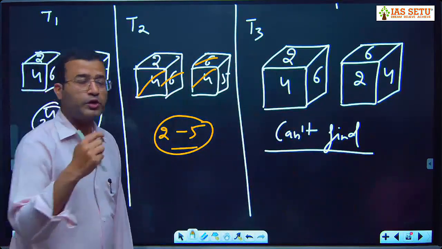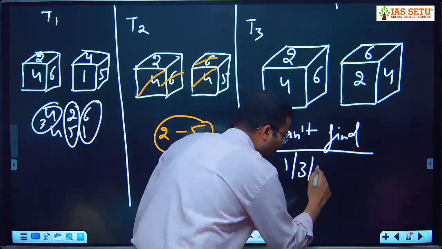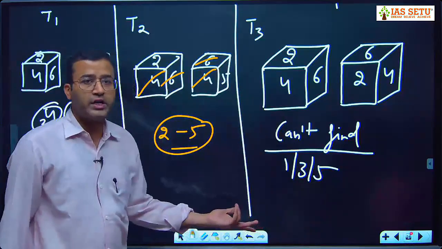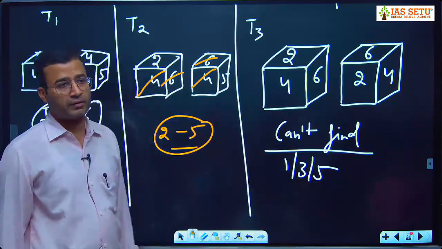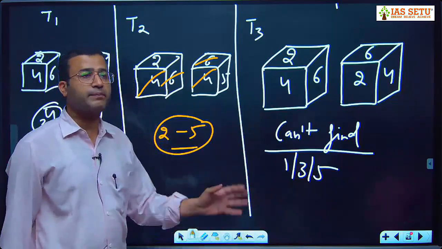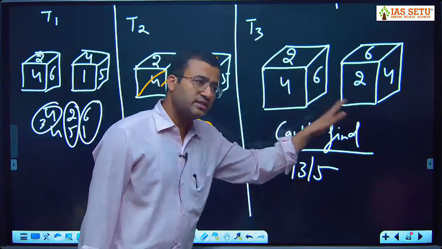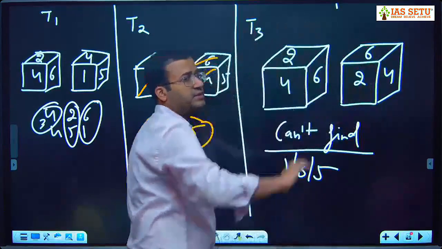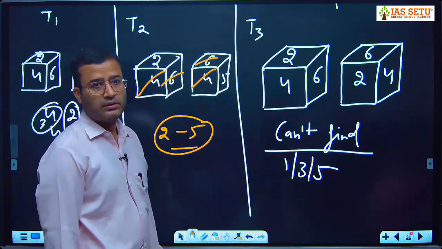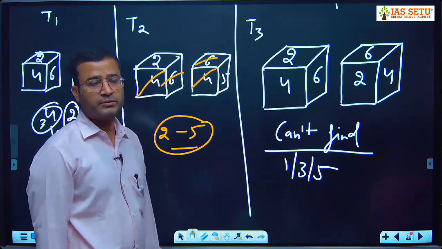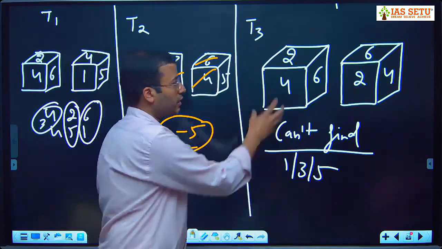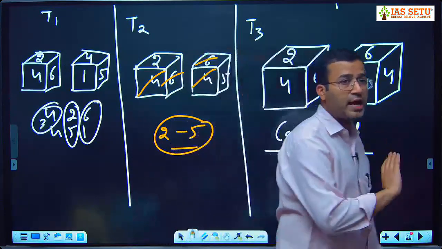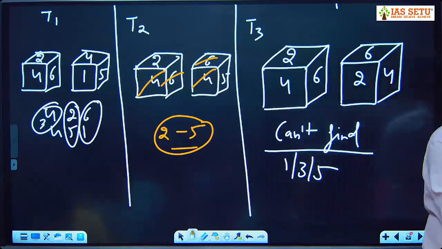Because opposite of 2 can be 1, can be 3, can be 5, we cannot confirm. Opposite of 4 also we can't confirm, it may be 1, 3, 5. Opposite of 6 also we can't say, because this is nothing, this is the same dice. He placed it here like this and then placed it like that, it is the same dice. It is actually one view only, he is just fooling you. He will just pick it up and place it like that. So we cannot find any of the pair here.